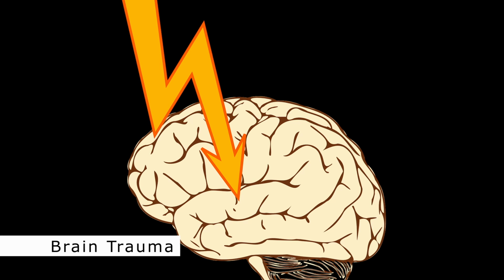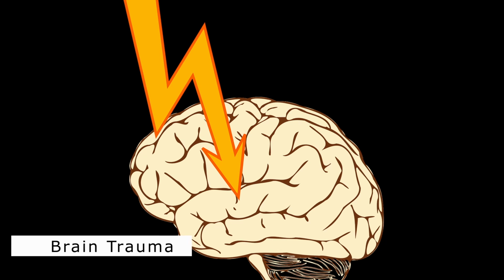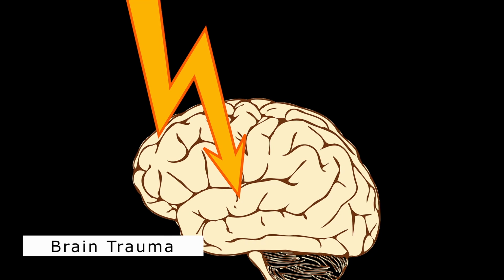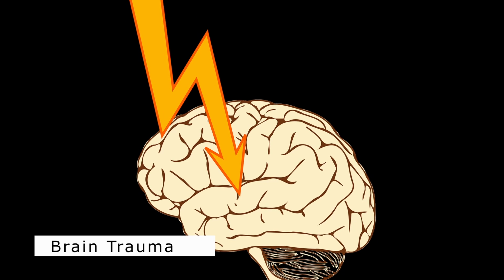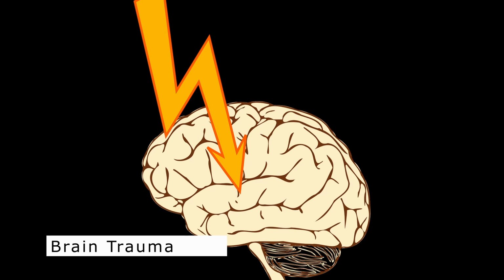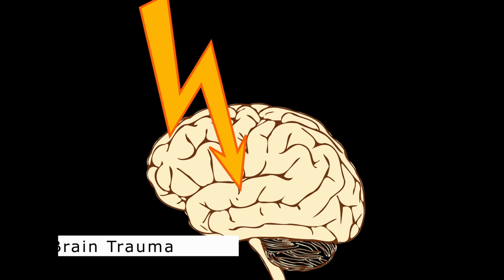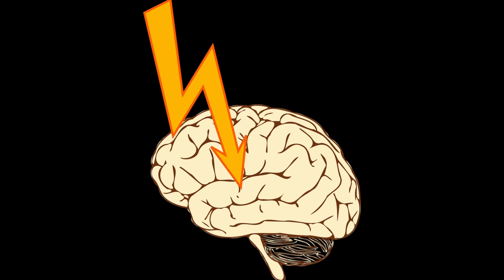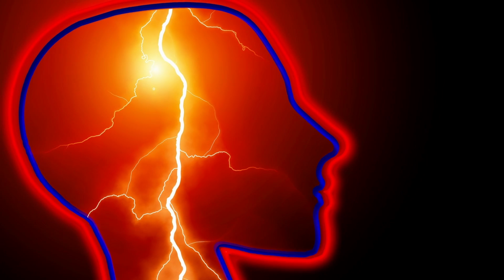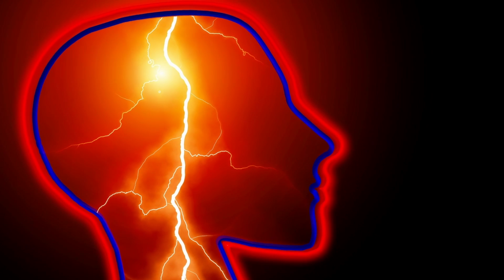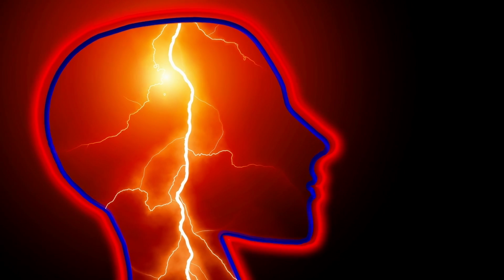Number 8. Brain trauma, such as stroke. Injury to the brain due to incidents like traumatic brain injury, accidents, stroke, or blunt trauma to the brain affects speech as well as other cognitive functions. Depending on which part of the brain is affected, the severity of the condition varies.